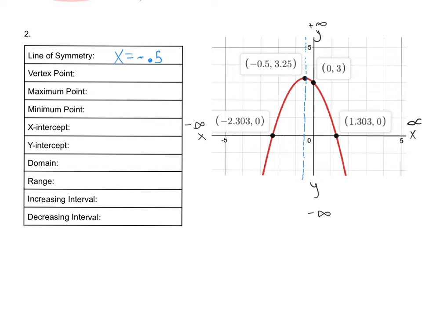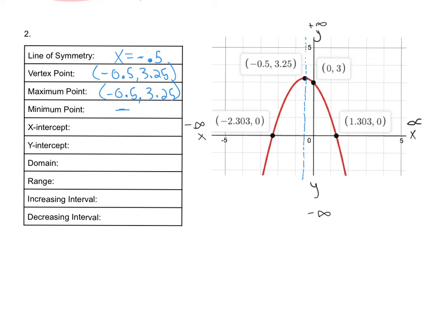The vertex, here, all those points are located for you. So here's the vertex. You can see that point of inflection where the graph stops going up and starts going down is (negative 0.5, 3.25). The maximum point is also the vertex. Since in this case our parabola opens downward, or is shaped like a hill, the minimum point is not going to apply to this parabola.